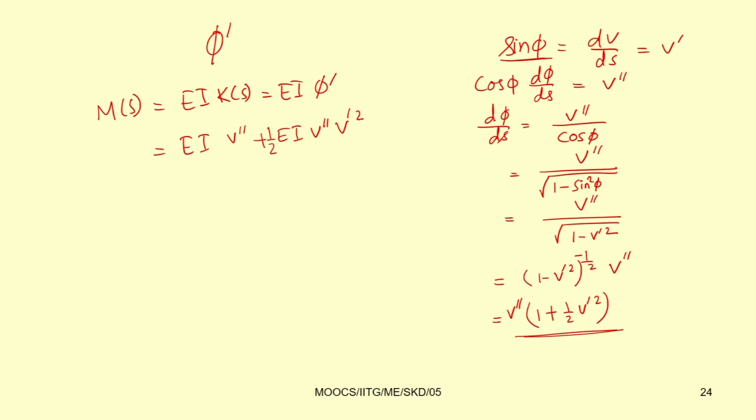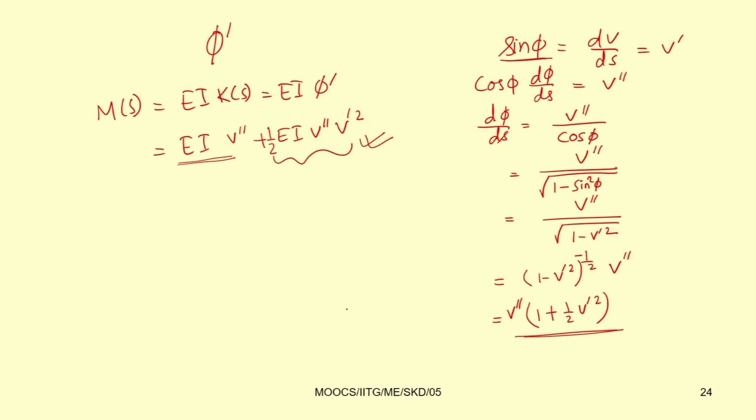When we have not considered phi to be small, we have this additional term, half EI v double dash into v dash square. This introduces the nonlinearity in the system. Otherwise, in the Euler-Bernoulli beam equation, you have seen only the bending term, m equal to EI del square v by del s square, but now we are considering an additional term, half EI v double dash into v dash square.